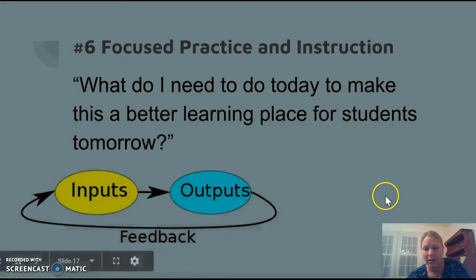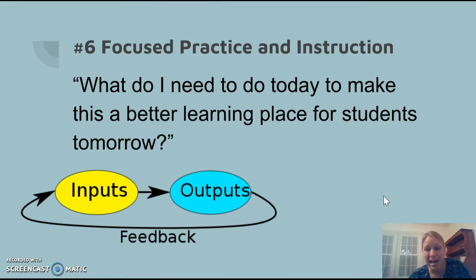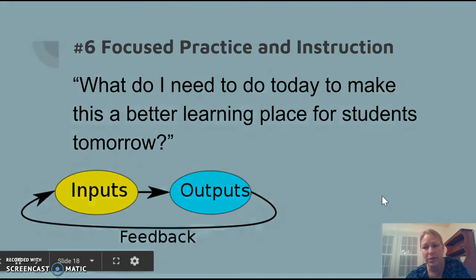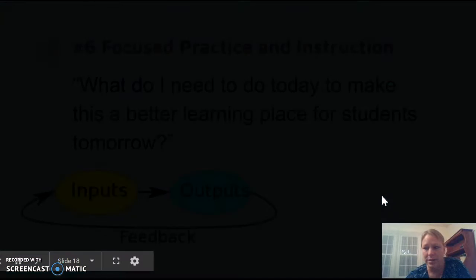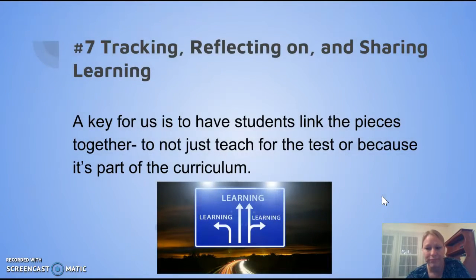And don't forget the feedback loop. What do I need to do today to make this a better learning place for students tomorrow? I can ask as the teacher. The feedback loop is important when planning instruction and finding ways for students to have focused practice time. In addition, we need to pay attention to when students are working but not making progress, and then help them adopt more profitable approaches. Tracking, reflecting on, and sharing is strategy 7.